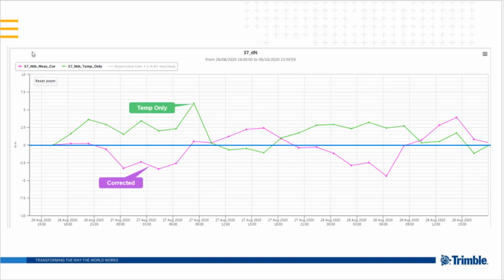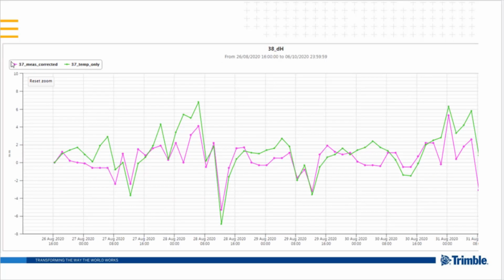This chart shows the north component. Here the difference is not that obvious, but the purple line is still a bit smoother than the green line where only temperature corrections are applied. This chart shows the height component of the target 38. Also in this chart we can see that the corrected purple chart is smoother than the uncorrected green chart.